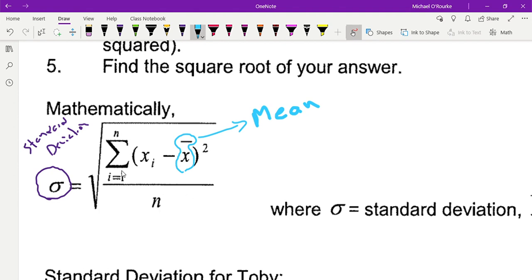This just means add it up. It means we're going to add up all the points. So this is like point 1, point 2, and minus off the mean. We're going to work through this. Relax.